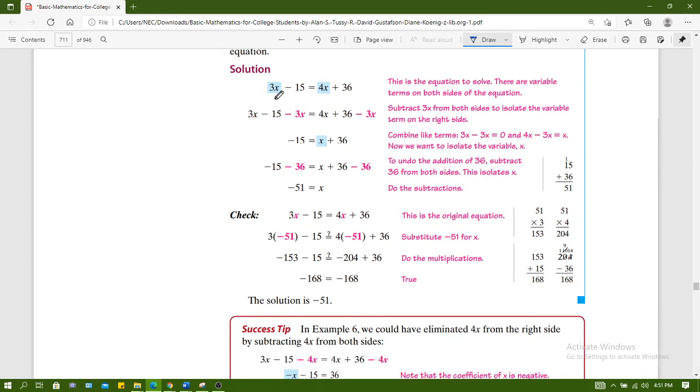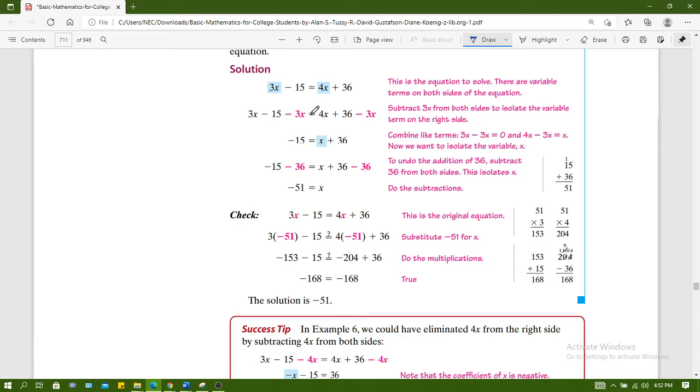Okay, so 3x minus 15 equals 4x. So these highlighted terms are like terms. So 3x minus 15, we will transfer the variables to the right side. So 3x minus 15 minus 3x.